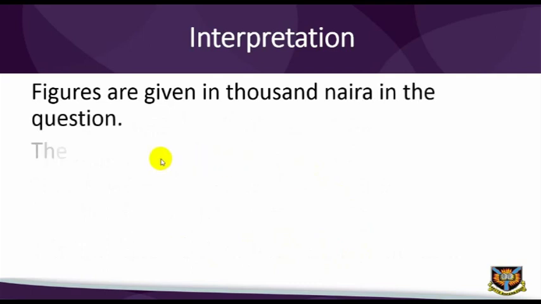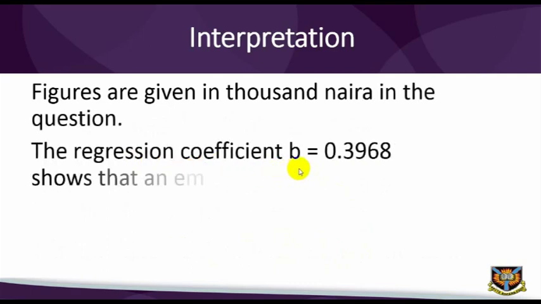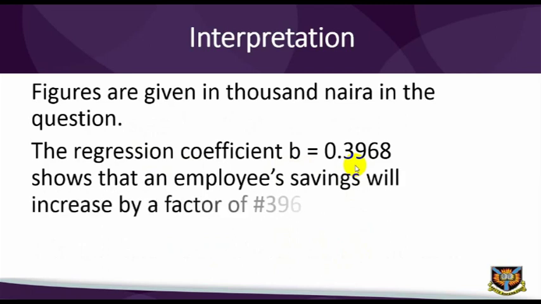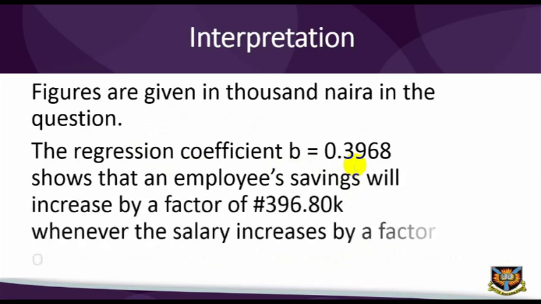Furthermore, the regression coefficient b is equal to 0.3968 shows that an employee's savings will increase by a factor of 396 naira 80 kobo whenever the salary increases by a factor of 1000 naira.